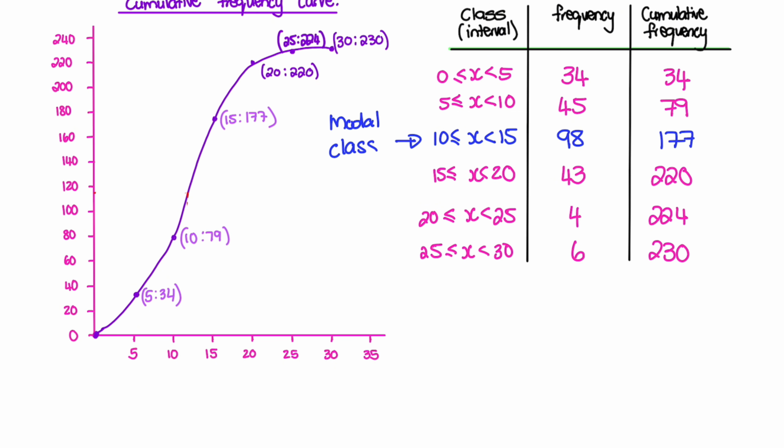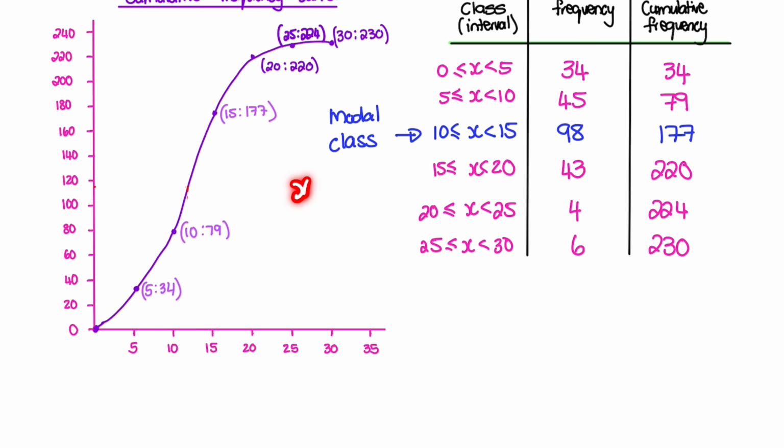So if the question says, what is the modal class? Then you would say, it is this interval. So your answer would be, x is bigger or equal to 10 or smaller than 15. You can also say it's x between 10 with a square bracket up until a maximum of 15.